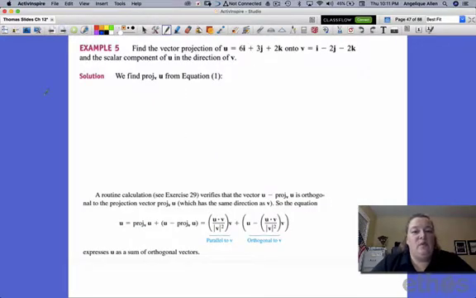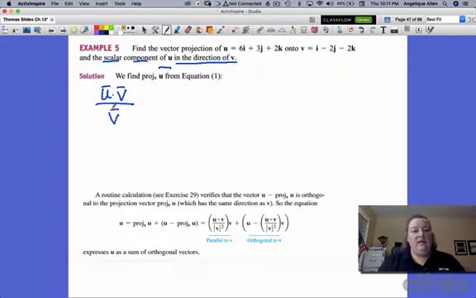Okay, so we want to find a vector quantity. It says find the vector projection of u onto v and the scalar component of u in the direction of v. The scalar component of u in the direction of v would be just the length of that vector. So let's do this. The projection of u onto v, we know, is going to be u dot v over the length of v squared times vector v. So this is a scalar quantity right here as we go to fill in all of this.